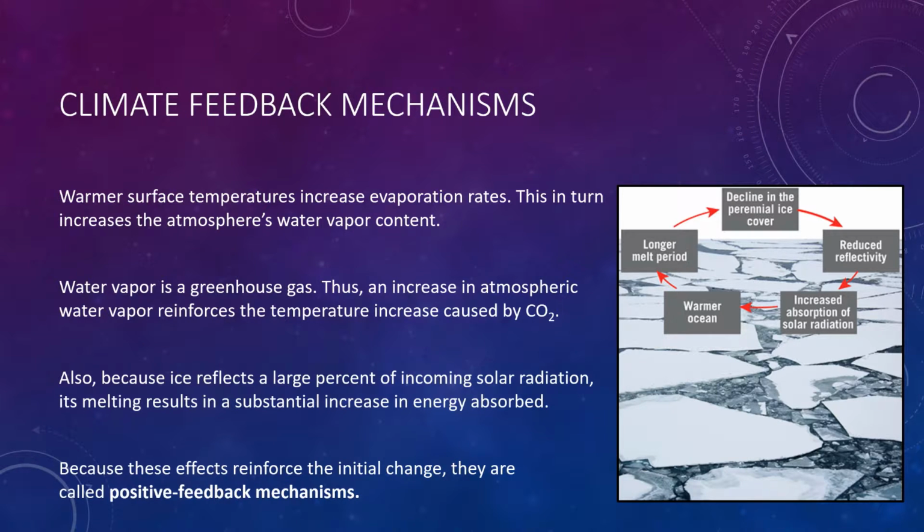Climate is a very complex interactive physical system. Thus, when any component of the climate system is altered, scientists must consider many possible responses, some of which amplify the initial effect and some of which counterbalance it. These possible responses are called climate feedback systems.